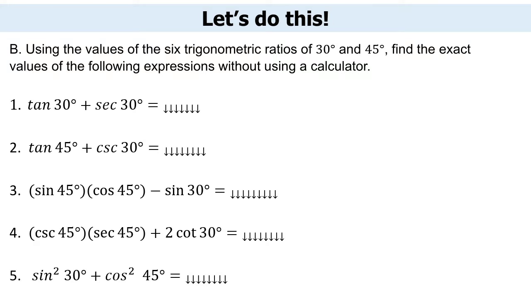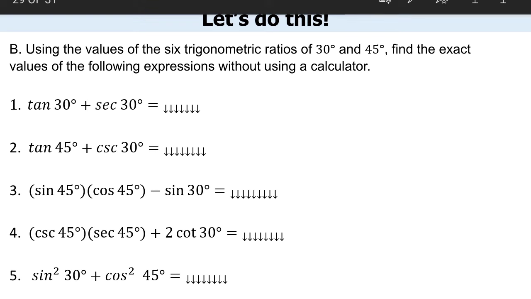By the way, this is a line, but it looks like arrow down. Okay, so now in these exercises, you will use your own fingers to find the value of these functions.